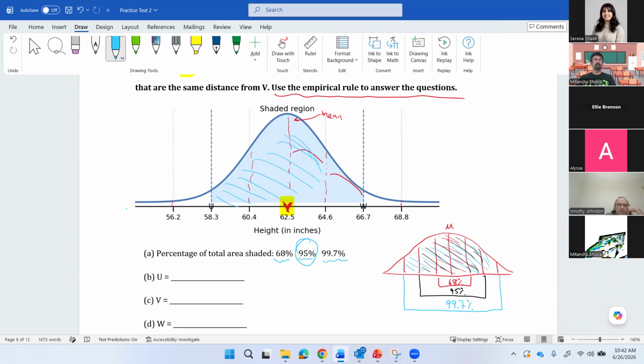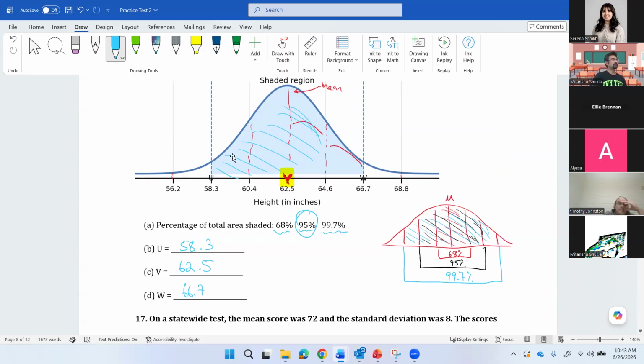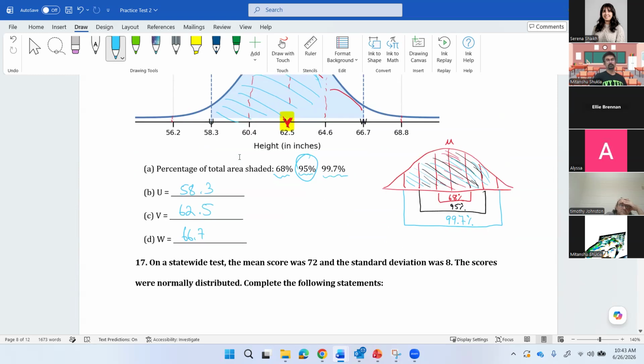So that tells me that U is at 58.3. It tells me that V, which is the mean, is at 62.5. It tells me that W, which is the other side of the 95th percentile, is going to be 66.7. Any questions about that? That one's straightforward. Good work, guys.